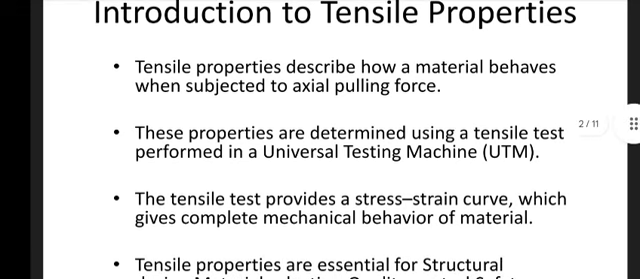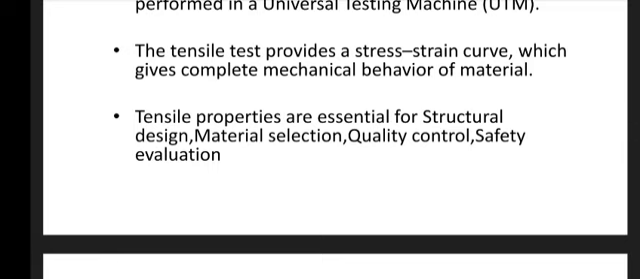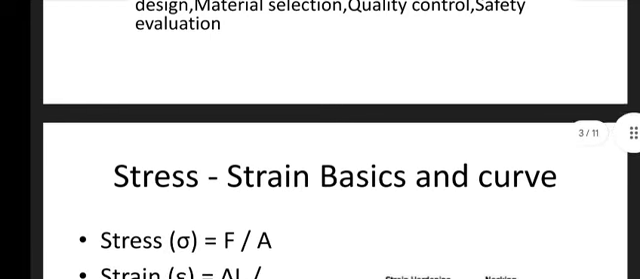These properties are determined using a tensile test performed in a universal testing machine, the UTM. The tensile test provides a stress-strain curve, which gives the complete mechanical behavior of a material. The stress-strain curve presents the mechanical behavior of the material when a load is applied. It is applicable in structural designing, material selection, quality control and safety evaluations.